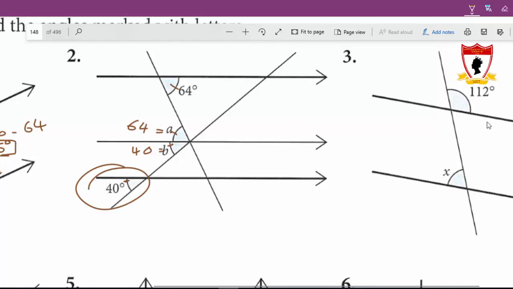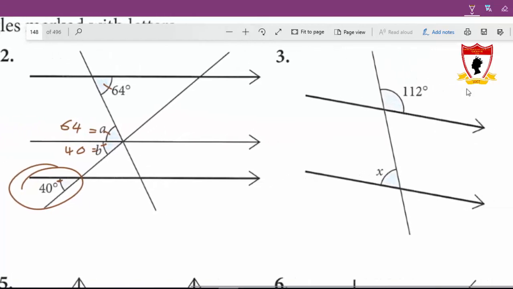This angle is 112. So the supplement of this angle is 180 minus 112. So this angle is 68. And this 68 corresponds to x, so it means x is also 68. We can do it like this: this angle is 112. Of course, this angle corresponds with this one. This one is also 112. Then 180 minus 112, what's remaining for x is 68 degrees.